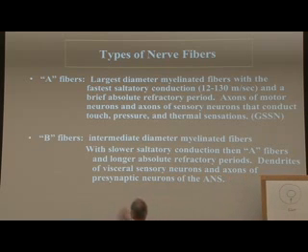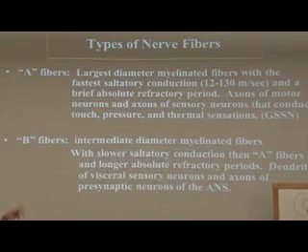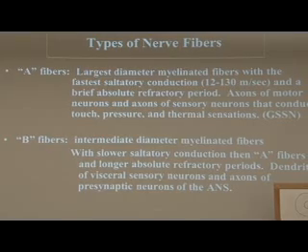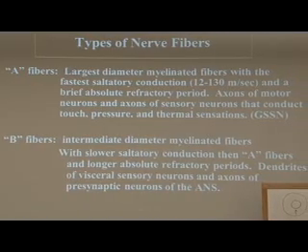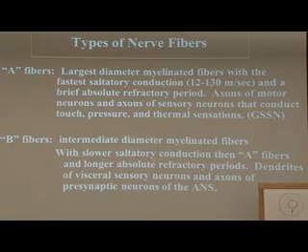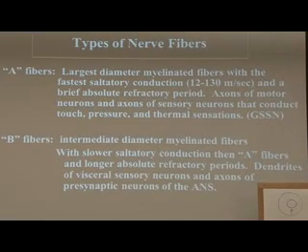So type B fibers are intermediate in diameter, and they have slower saltatory conduction. If both of these have saltatory conduction, we're defining them as myelinated, right? Because myelinated and saltatory go hand in hand. And these would be from visceral sensory neurons, conveying information to your brain about changes in blood pressure, changes in internal body temperature, and things like that, because the internal environment is reasonably stable, and it doesn't have as dramatic change as your external environment.